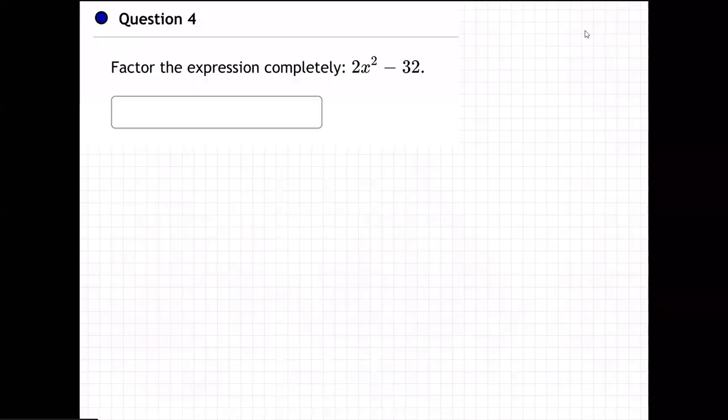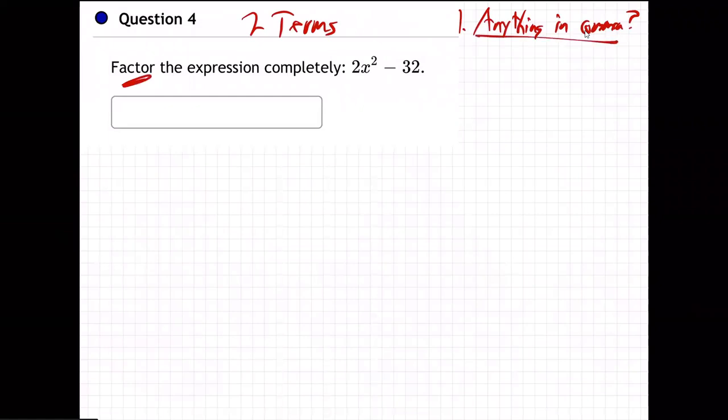Okay, so on this one, we've got two terms. We're supposed to factor this. The first step in every factoring problem is to ask, is there anything in common? We just always want to ask that first every time we factor. We start with the question, anything in common? In this case, yes, 2. 2 goes into both of those.